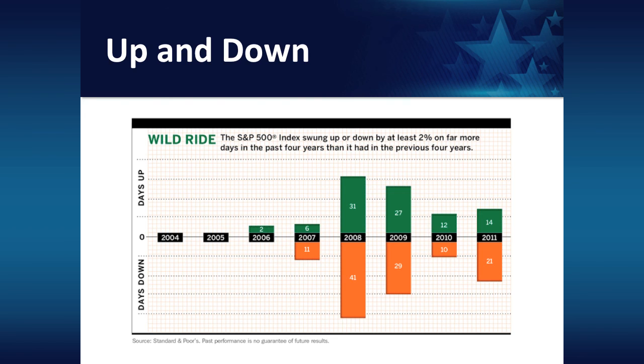In 2004 and 2005, there were no 2% up or down days. None. In 2006, there were a couple of positives. In 2007, at the end of the year, lots. 2008, it was insane. Last year, more negatives than positives. This is not saying that it's a bad time to invest. It's a good time to invest. That's not what this is saying. It's saying expect volatility. We have 6 or 7 more years of this.